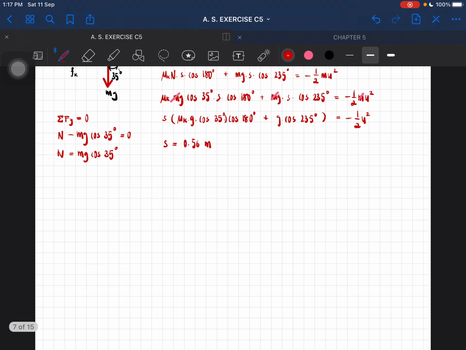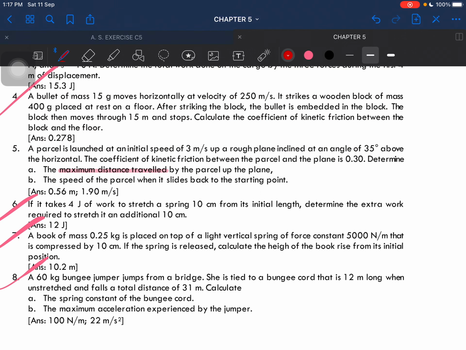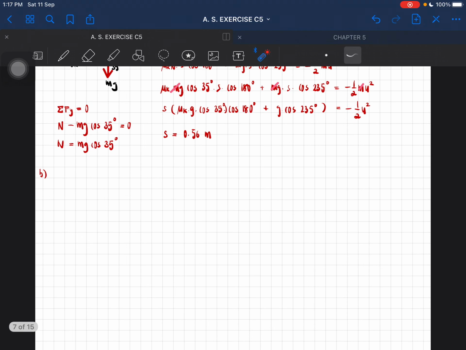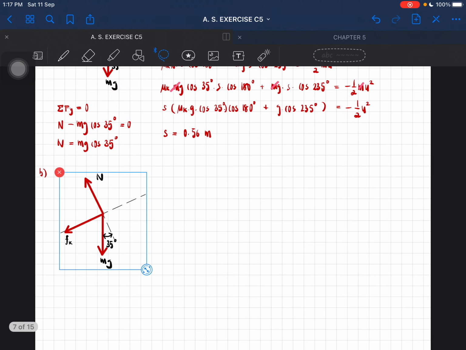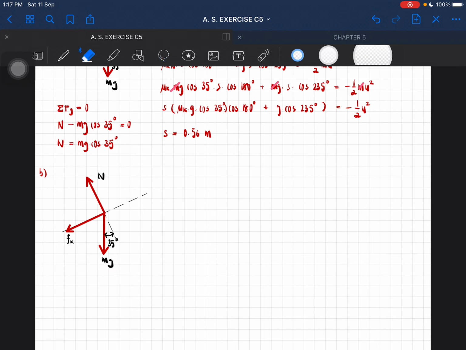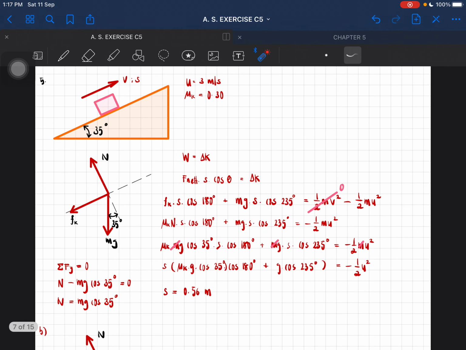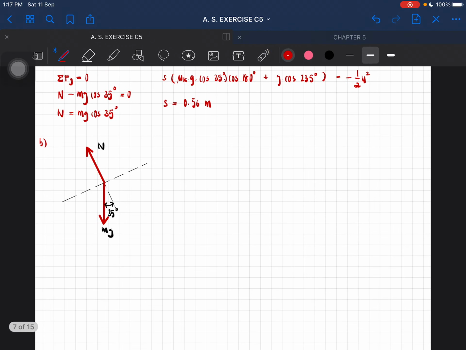Okay, alright, then we look at question B, which is asking about the speed of the parcel when it slides back to the starting point. Okay, so now the free body diagram. Let me use this, copy, paste. So now the free body diagram, I mean the motion, is going down. It is sliding back down. So instead of going up the plane, it is going down the plane. Okay, so the free body diagram changed.